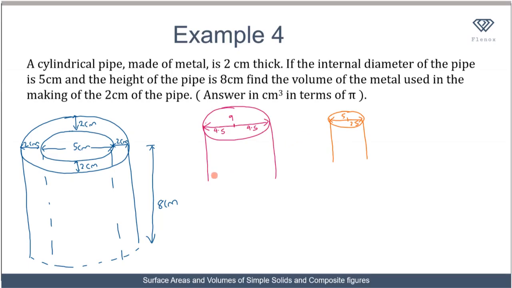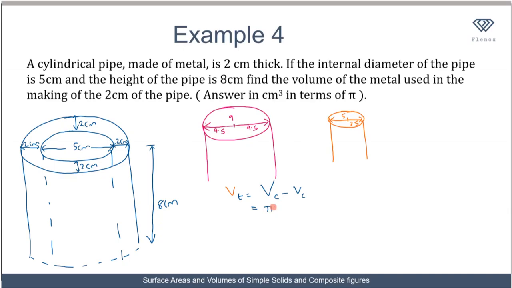So we'll find the volume of this cylinder. To calculate the volume of the thickness, or the desired portion, the volume of the thickness is equal to the volume of the big cylinder minus the volume of the small cylinder. So the volume of the big cylinder is going to be pi r squared h.